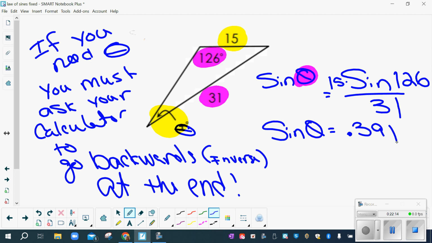That's the inverse button. So you're going to hit second sine, or inverse sine, 0.391, because you're asking it to go backwards. And you just have to remember that 0.391, that doesn't make sense for an angle. That's not a sensible answer. But what you're about to get, second sine of 0.391, if you got, I don't know, 23 degrees, that totally makes sense. 23 degrees.